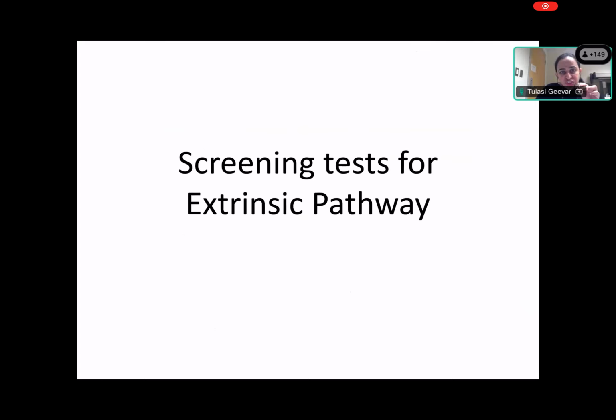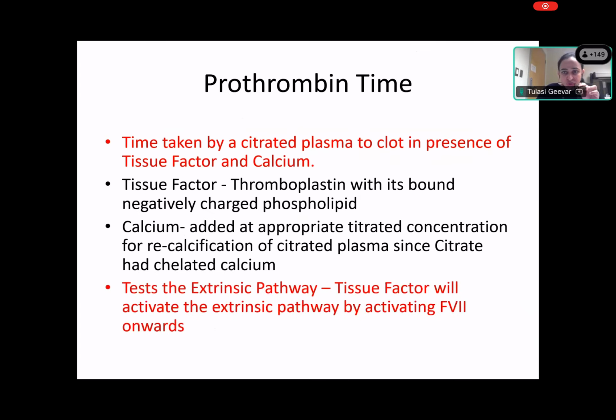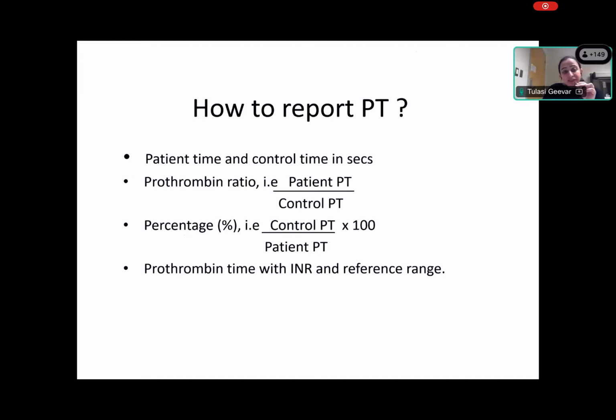For screening tests of the extrinsic pathway, we have the prothrombin time. It is the time taken by citrated plasma to clot in the presence of tissue factor and calcium chloride. The tissue factor, thromboplastin, comes with its bound negatively charged phospholipid. The tissue factor activates factor 7 and causes clot formation, so it will test all components of the extrinsic pathway. The best method to report prothrombin time is along with the INR and the reference range.